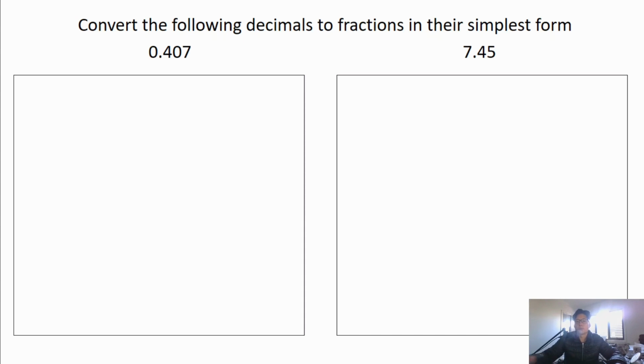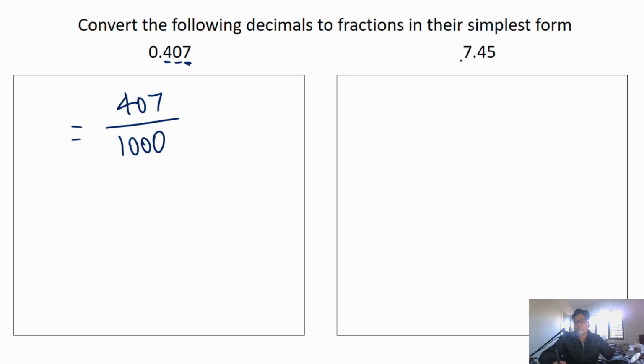The first one on the left, we have this number, the tenths, hundredths, and the thousandths. So it is read as 407 thousandths. Our fraction will look like 407 over 1000. This top number is a prime number, so it cannot be simplified any further. So that will be our final answer. The fraction will simply be 407 over 1000.